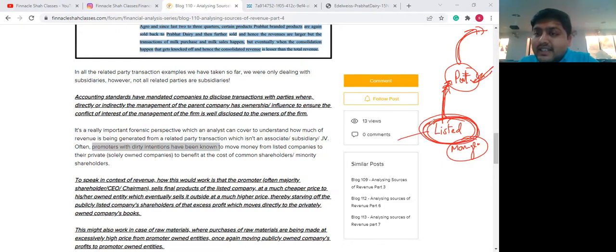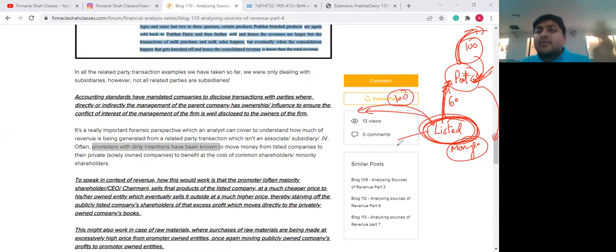Because if this listed company were to sell that product outside, they would have perhaps sold it at a much higher price. Let's take dummy numbers. Let's say you're selling this particular product at 60 rupees to the private company, which eventually sells it outside for 100 rupees. The 40 rupees profit, which the private company owner is keeping to himself, that entire 40 rupees, 100% will be attributable to the management of the firm, the promoter of the firm. Had this listed company sold that product outside, they would have been able to sell it at 100 rupees. That incremental 40 rupees profit would have been split across the owners of the firm.